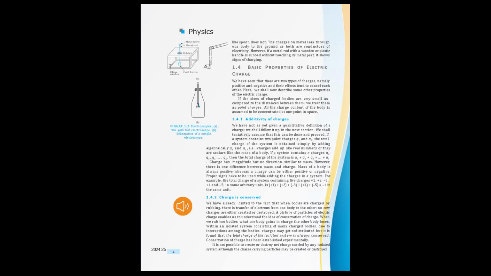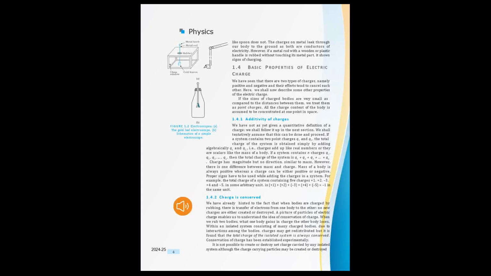Now, the next topic is basic properties of electric charge. We have seen that there are two types of charges, namely positive and negative, and their effects tend to cancel each other. Here we shall now describe some other properties of the electric charge. If the sizes of charged bodies are very small as compared to the distances between them, we treat them as point charges. All the charged content of the body is assumed to be concentrated at one point in space.